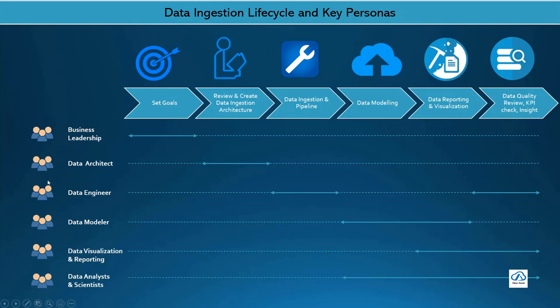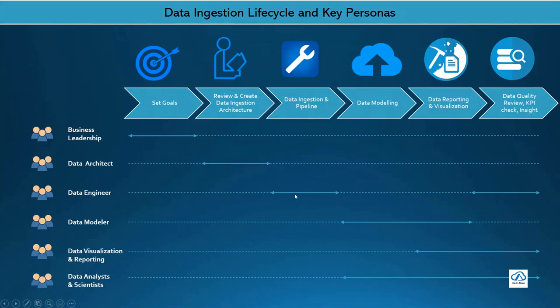There are six roles or segments in the data related life cycle. First, your business leadership will take the decision of setting the goals. Then the second one is the data architect, who, based on the goal, will review and create the data ingestion architecture: how the data will be ingested, how the data will be stored, how the data will move from one side to another side, how the data will be consumed for other approaches. The data architect will make sure all those things are covered with the proper architecture.